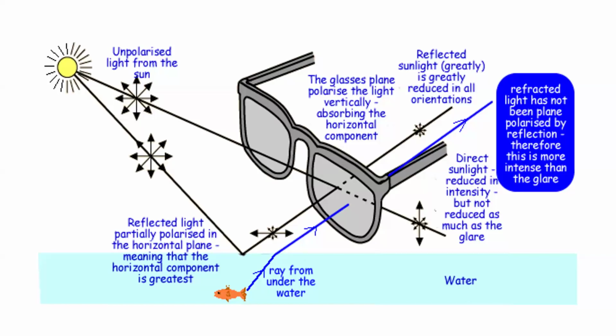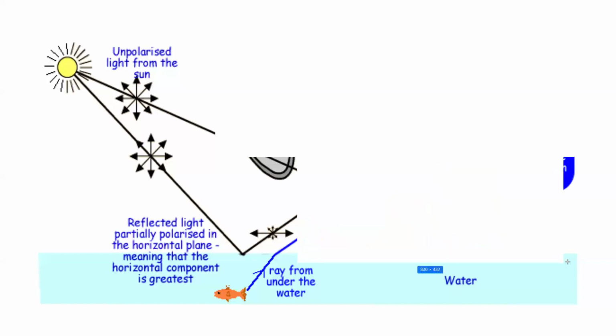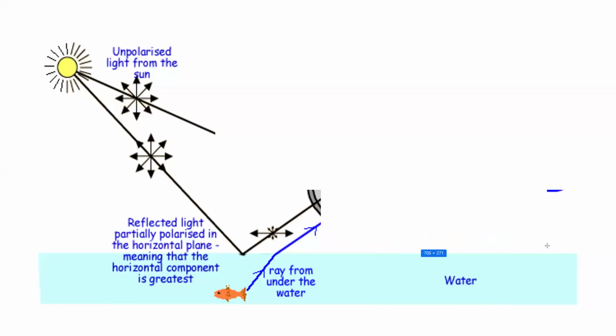Look, the light first without the glasses. If we don't use the glasses, what will happen? Without the glasses, the light coming from the sun is unpolarized light, which has multiple components of vibration. The light which is reflected is partially horizontally polarized. And the light which is refracted is vertically polarized.